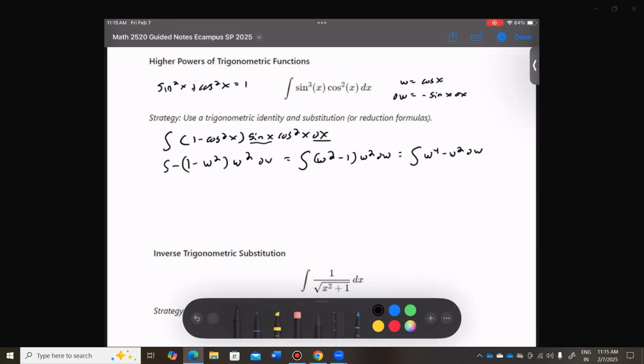And then these we can take the integral pretty easily. W to the 5th over 5 minus w cubed over 3 plus c. And then resubstitute in what we have for w, which is cosine x. Cosine to the 5th over 5 minus cosine cubed over 3.